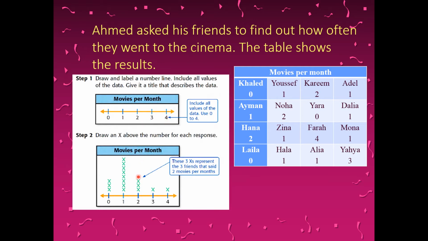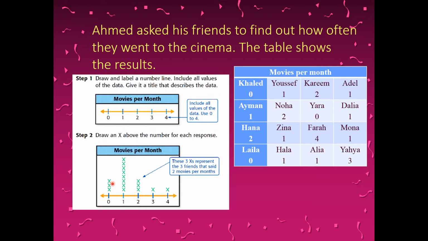After this we're going to collect the data. So here 0, how many people don't go to the cinema per month? How many people have 0? Let's count. 1, 2, 3. So I'm going to put here above number 0, 3 x's.